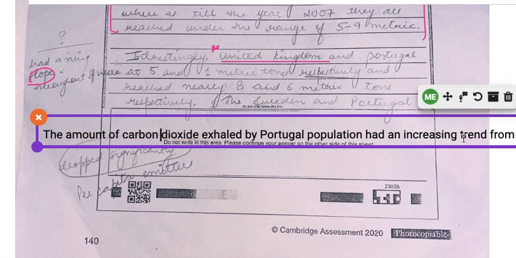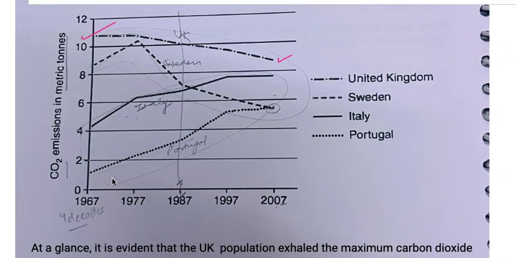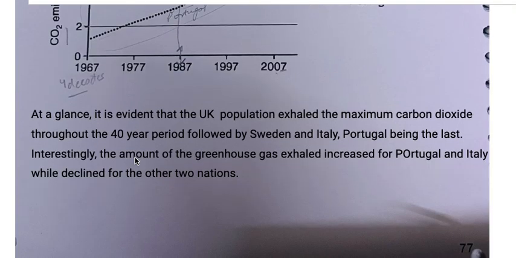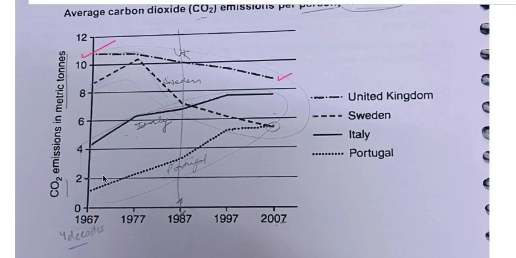ठीक है. So you mention the figures from, what will you say, from 1.5 metric tons in 1967 to 2 metric tons in 1977, and then you can mention the figures, right? Yes, ma'am. Instead, what you should do in your body paragraphs is you club these two.